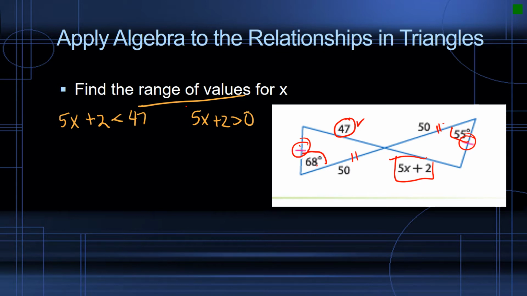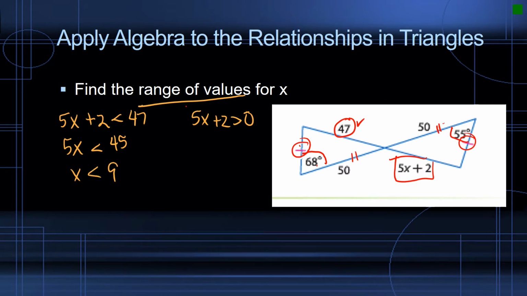Okay, so then let's just solve our two cases. Over here on the left, we got 5x plus 2 is less than 47. I'm going to subtract 2 from both sides. That's going to leave me with 5x is less than 45. We're going to divide both sides by 5, and so x must be less than 9.